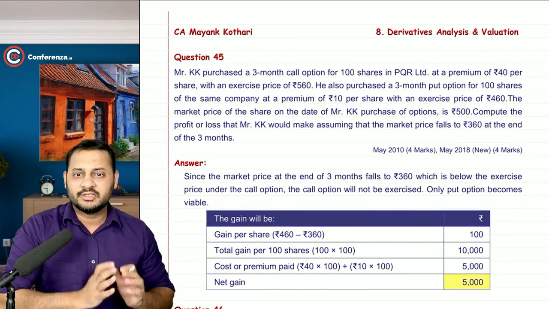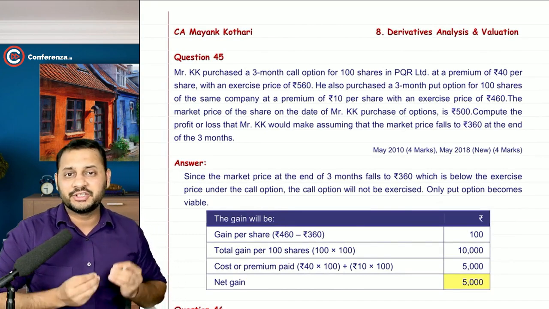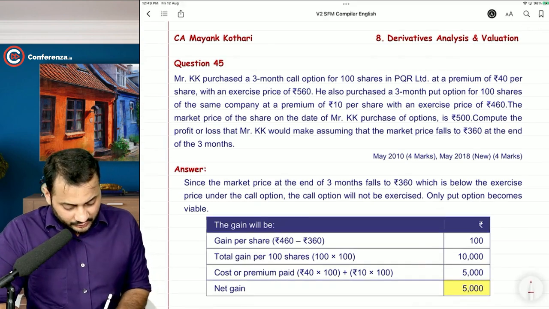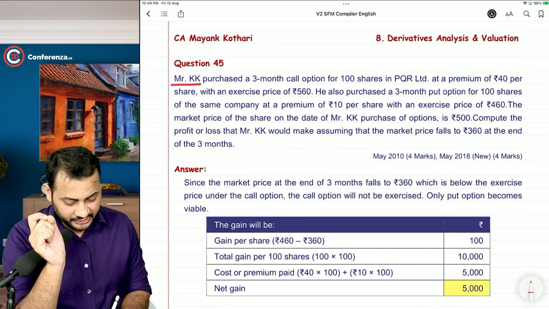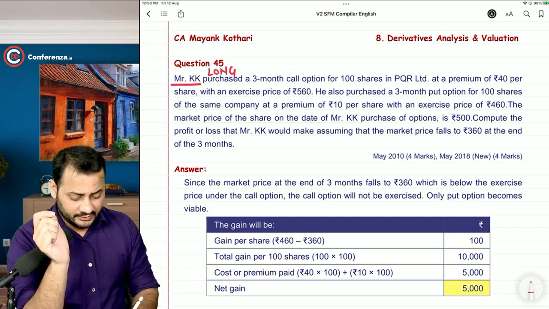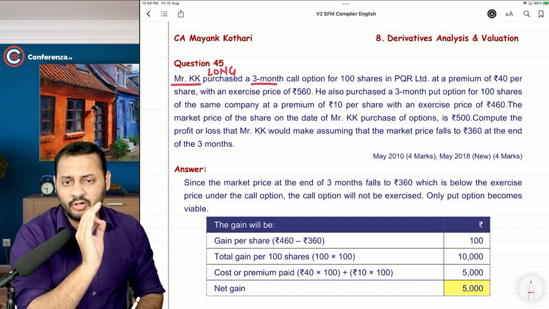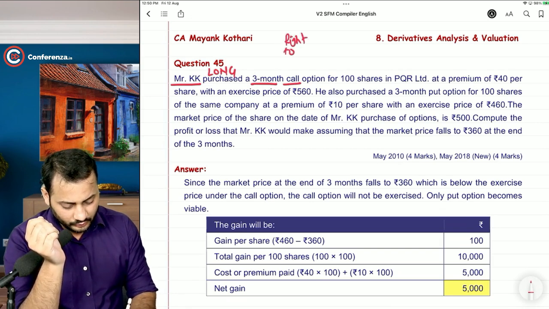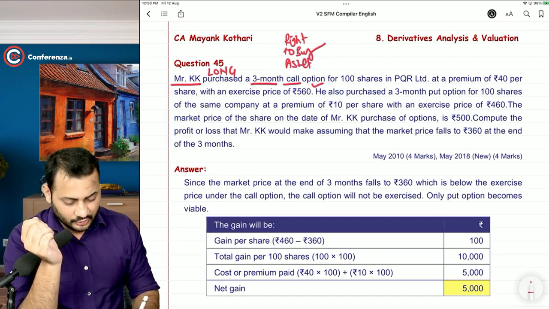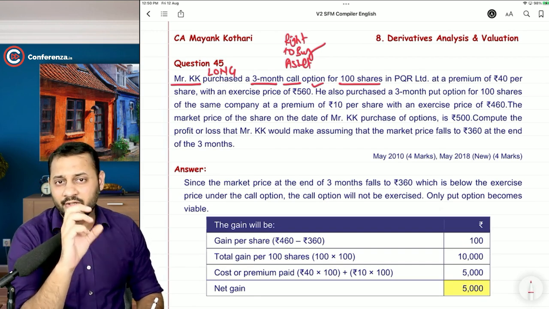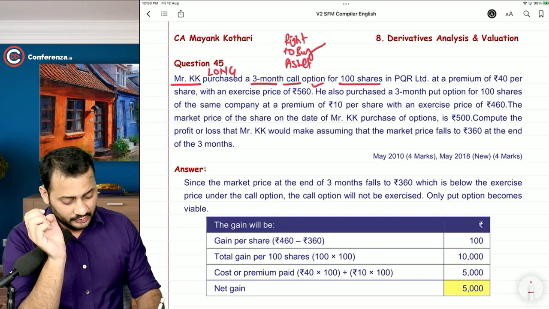Mr. KK purchased a 3-month call option for 100 shares in PQR Limited. Understand the meaning of each and every word. So this is the person, the investor. He purchased, which means he is long on the options. And 3 month is the validity, the expiry of that call option. Call means the right to buy the asset, and this is an option contract, not forward and futures. 100 shares is the total quantity on which he has taken the call option.